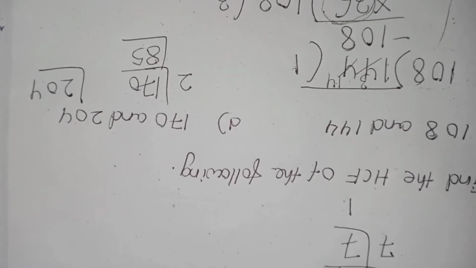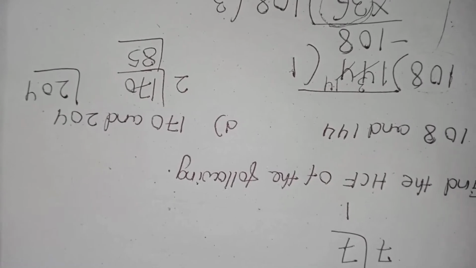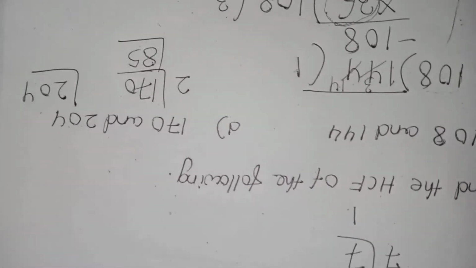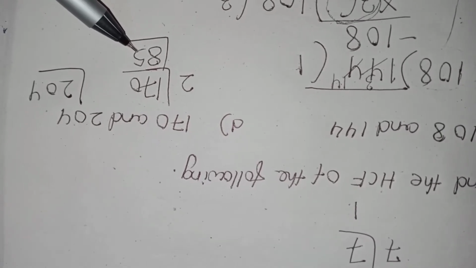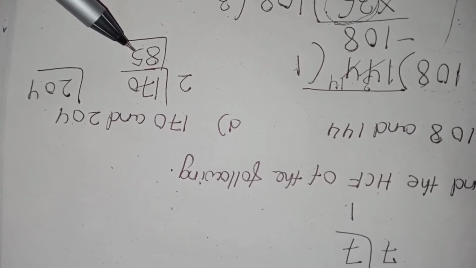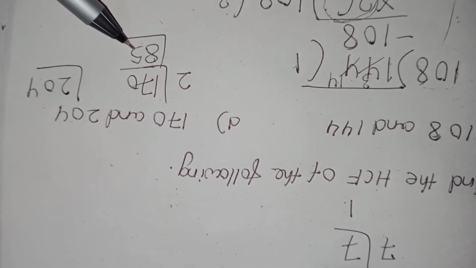So let us go for 3. Okay, 3 is also a prime number. So for 3, what do you have to do? We have to add the numbers. So 8 plus 5 is how much? 13. And 13 doesn't come in the 3 table. That means it's not divisible by 3 also.